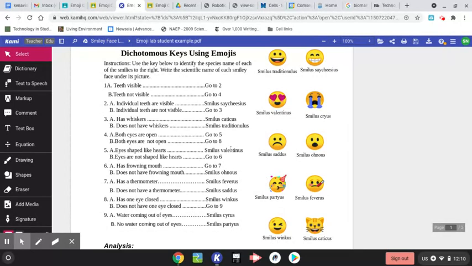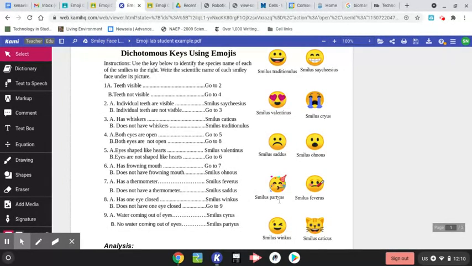Both eyes are not open. Go to 8. Has one eye closed? No, both eyes look to be closed. Not having one eye closed means both eyes are closed, and go to 9. Is there water coming out of the eyes? I don't see any water on Smilus pardius. No water coming out of eyes. Yes, that is Smilus pardius.